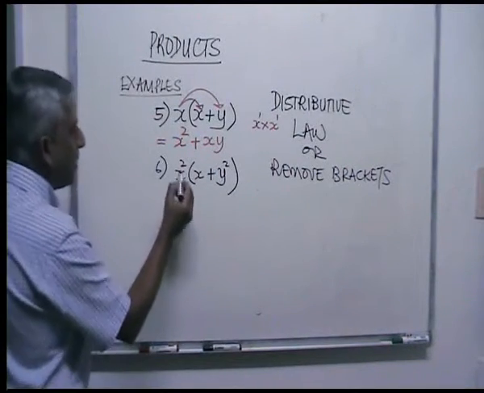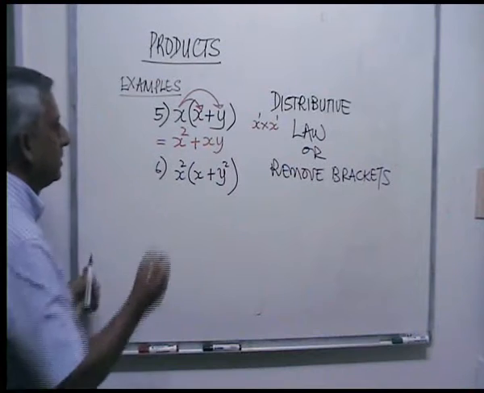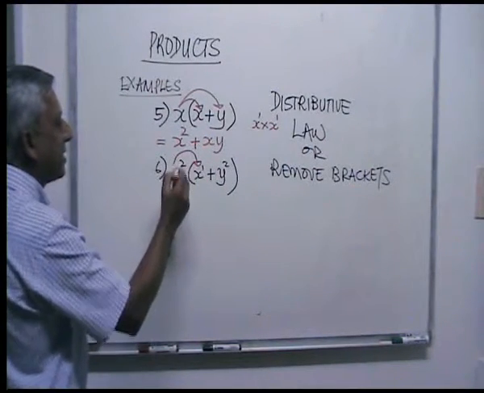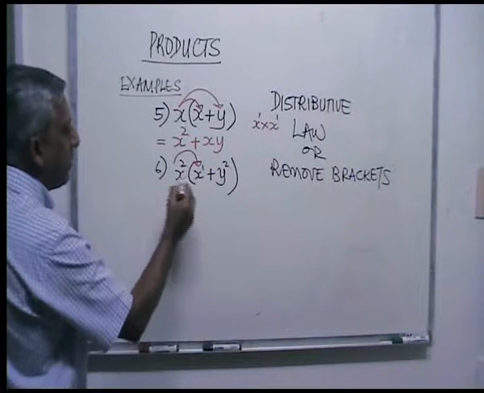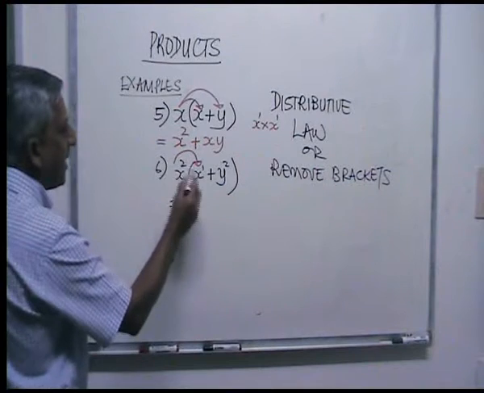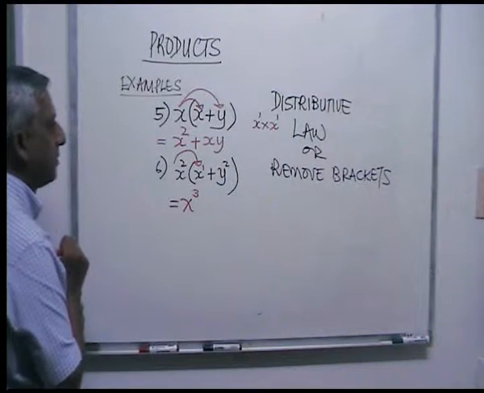Well, you're going to multiply x squared times x. The index there is 1, the index here is 2. So for this part, it will be x cubed. Write down the common base once, add the indices.